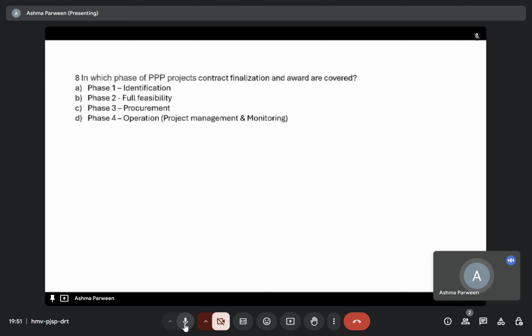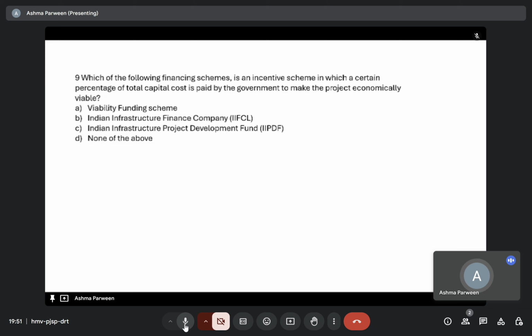So the project contract finalization and award are covered in phase 3, that is procurement. So C will be the correct answer. So now let's move to the next question. Which of the following financing schemes is an incentive scheme in which a certain percentage of total capital cost is paid by the government to make the project economically viable?